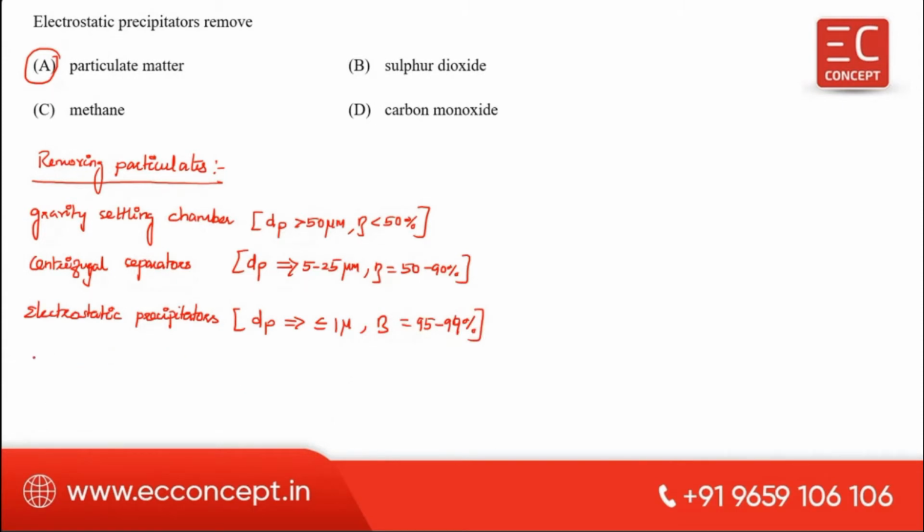Okay. The last one is a fabric filter. In this, dp less than 1 micrometer can be removed, and the efficiency is approximately 99%. So fabric filter is the most efficient one. I'm telling you these values, they will ask you in the examination because they are standard values.